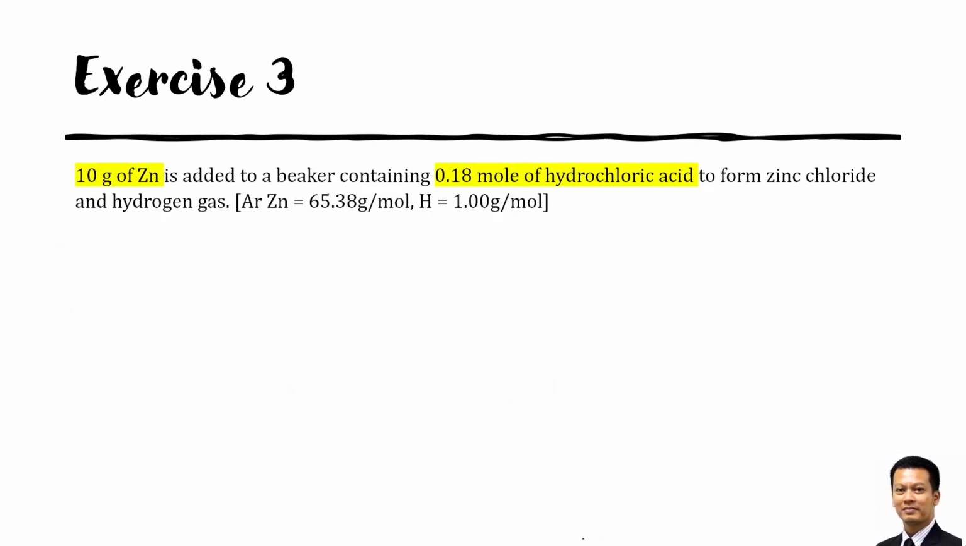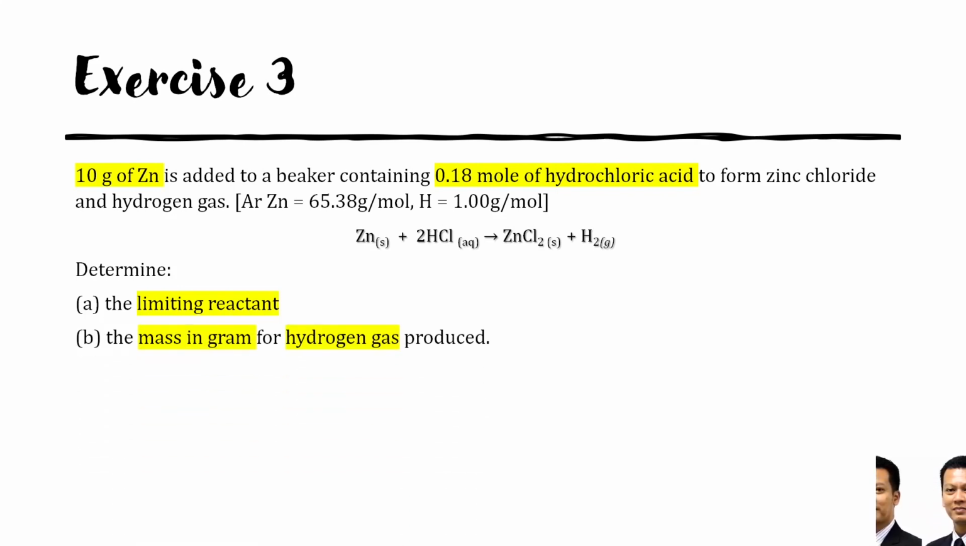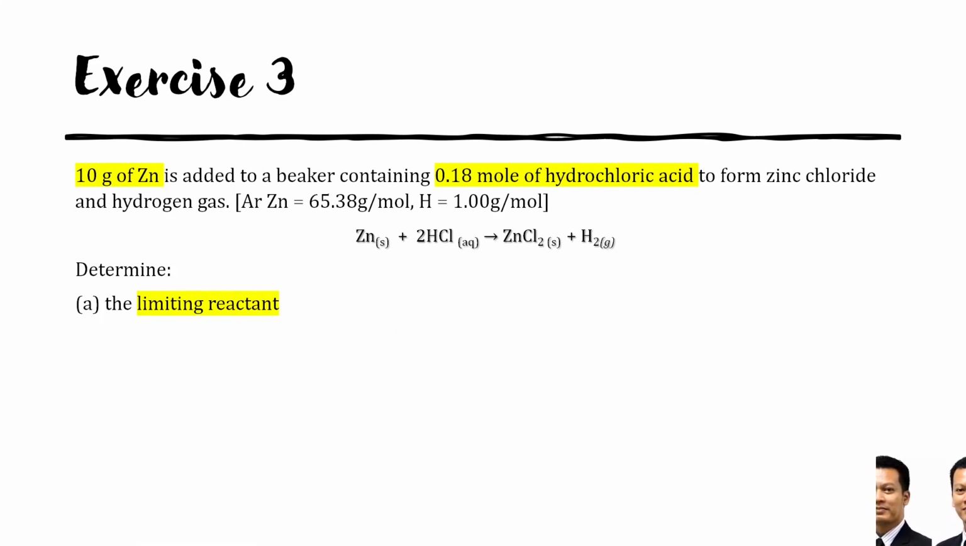Okay, next one, exercise 3, more exercise. Okay, equation is given. So you need to determine A, limiting reactant, and B is the mass in gram. Okay, so let's try to answer this one first.